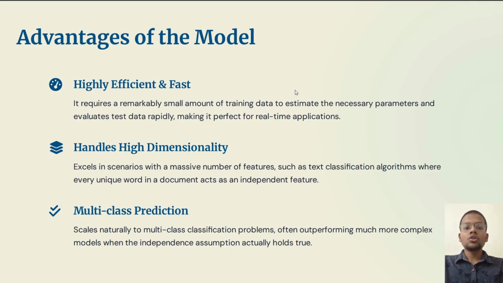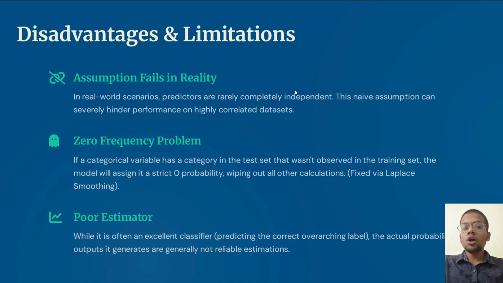So why should we use Naive Bayes? There are 3 big reasons. 1. Highly efficient and fast. It needs very little training data to estimate parameters and runs extremely fast, making it ideal for real-time systems. 2. It handles high dimensionality and multi-class prediction. But it is not perfect.